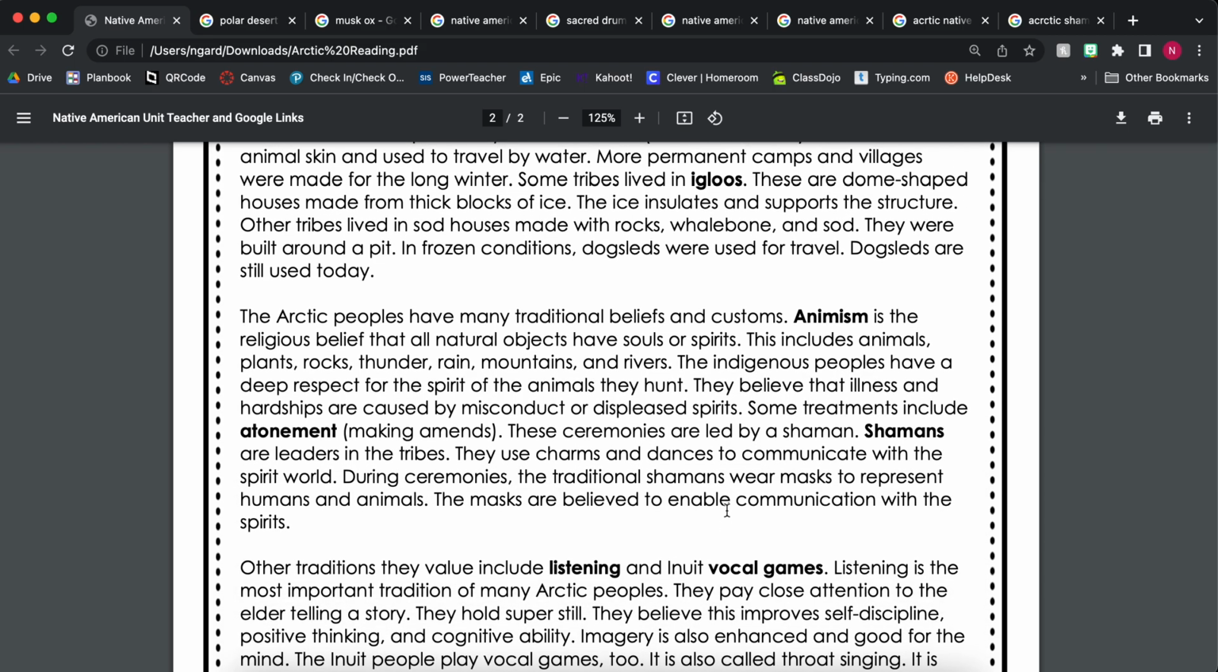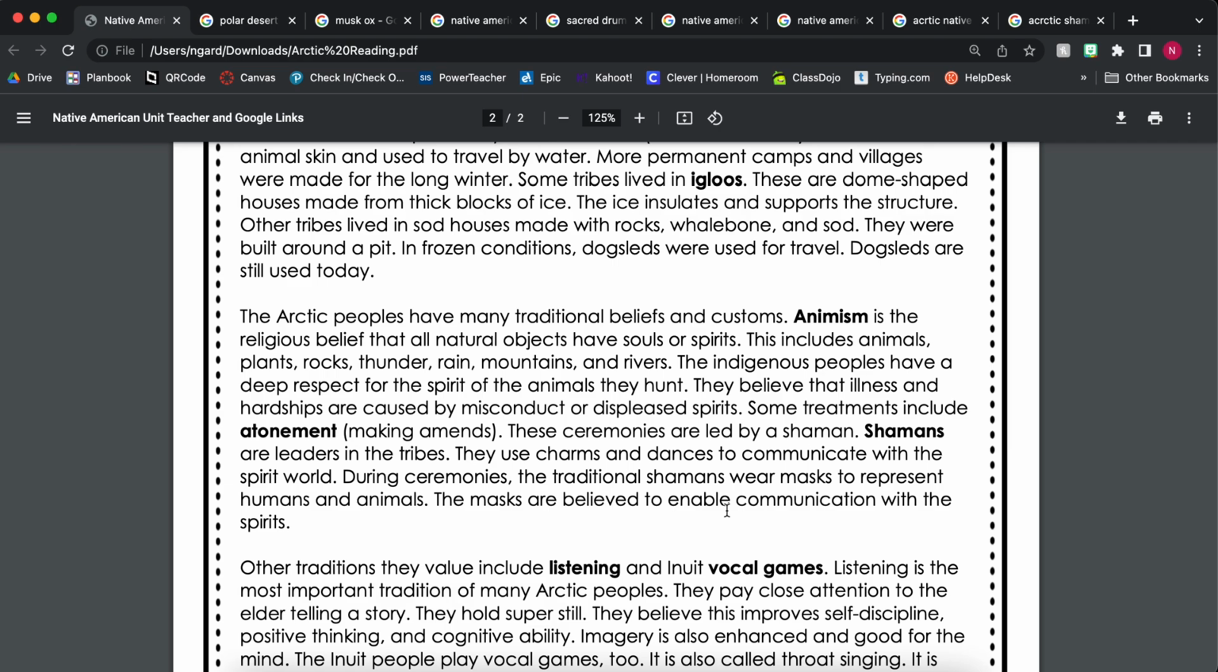Okay, the Arctic people have many traditional beliefs and customs. Animism is the religious belief that all natural objects have souls and spirits. So this includes animals, plants, rocks, thunder, rain, mountains, and rivers. So things that we wouldn't necessarily consider to be alive. Animists believe that they all have a soul or a spirit, no matter if they are believed to be alive or not.